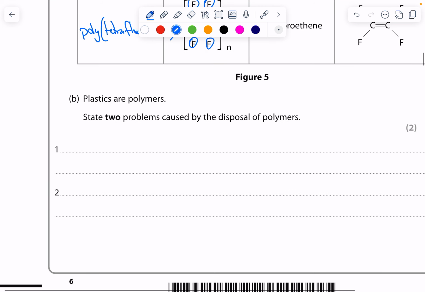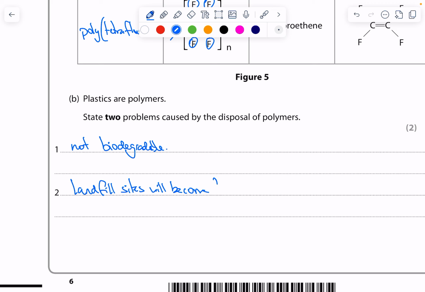Problems of disposing of polymers. Number one is they are not biodegradable. So that means when we put them into the ground, they will not decompose, they will not break down. And that means that landfill sites will become full, and therefore we will run out of space to get rid of rubbish.